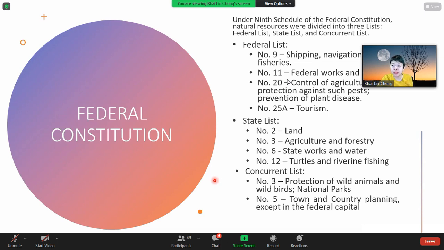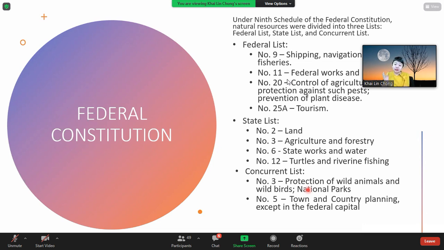So during this, then it will be divided into 3 lists. Okay, so kita akan ada federal list, state list and concurrent list. Dari federal, dia akan berkaitankan dengan 9, 11, 20 dan 25A. Shipping, navigation and fishery, perikanan, laut dan juga GPS. Federal works and powers, control of agriculture pest protection against and preventions the plant disease. And then tourism. Okay, untuk state, kuasa negeri, land, agricultures and forestry, state work and water, turtles and riverine fishing.